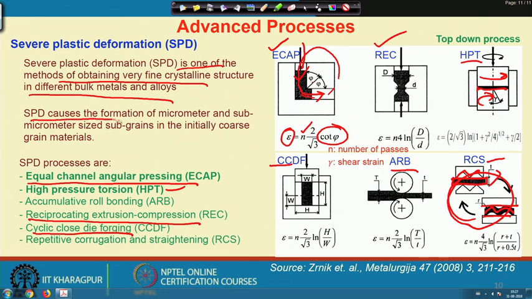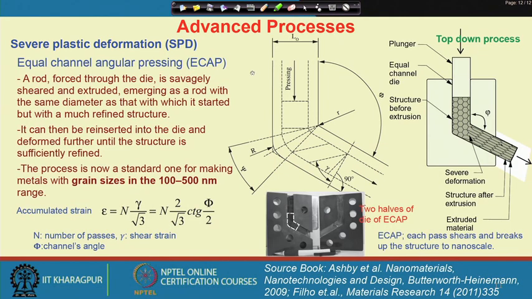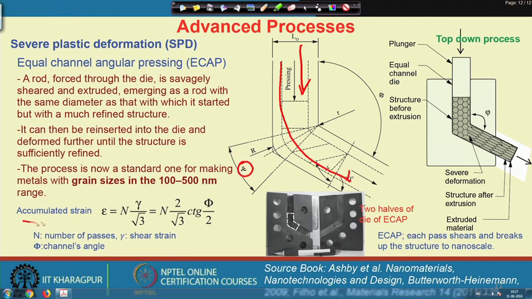So, this SPD causes the formation of micrometer and sub-micrometer size subgrains from an initially coarse grain material. So, I can show you some schematics of such an SPD process, and you can see that by simply pressing through an SPD process like an ECAP, the material is pressed through, and we have an angle, let us say psi, and so the accumulated strain, that is the number of passes and the shear strain that we introduce divided by root over 3, is also linked with how much angle we provide. So, we can make a direct 90-degree angle, or maybe we can reduce the angle.